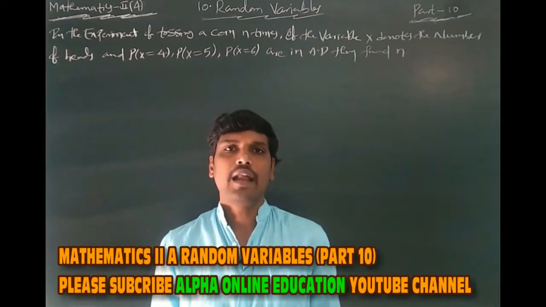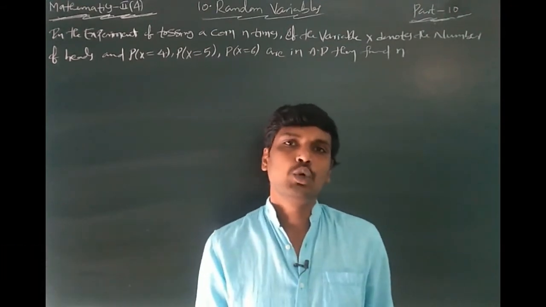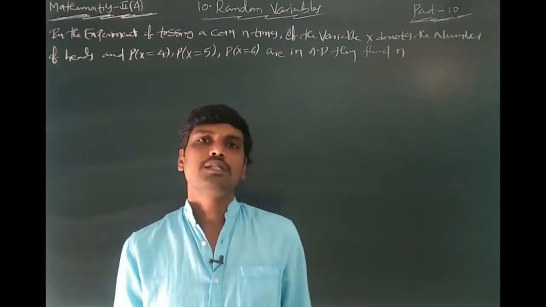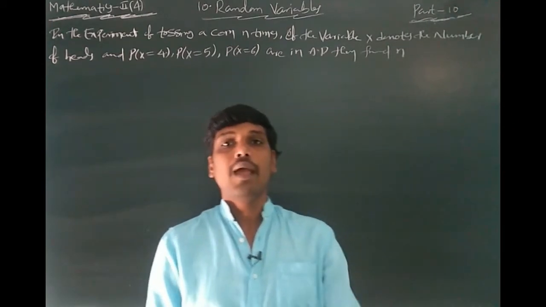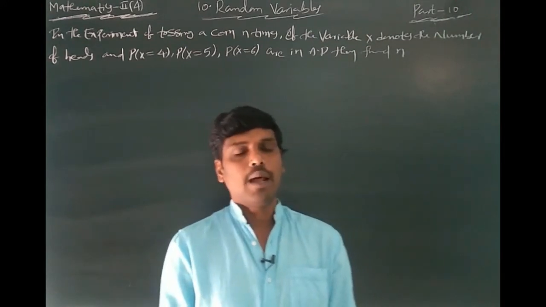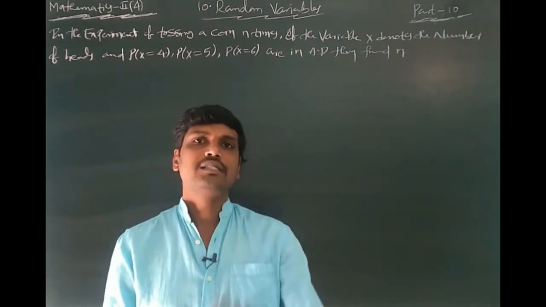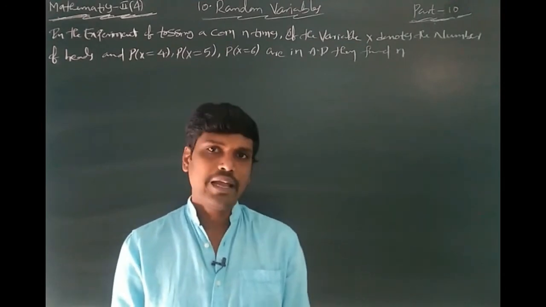10th chapter, random variables. This chapter belongs to mathematics 2A. Part 10. The last part is completed: important 2 marks repeated problems, and the mean and variance of the binomial distribution model problems are completed. Today we discuss some more unexpected 7 marks problems in binomial distribution.